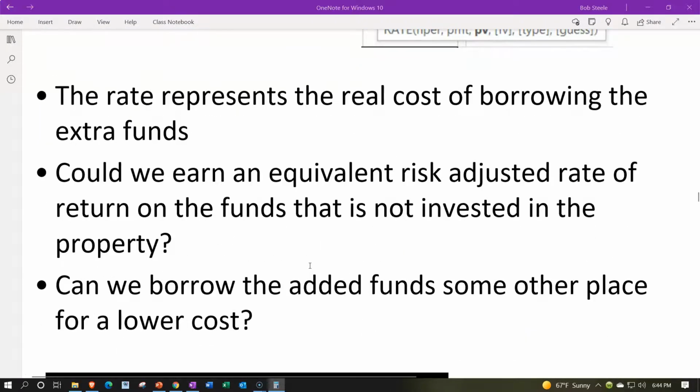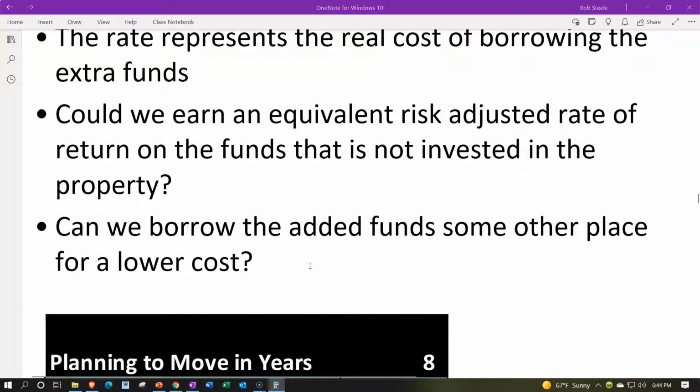So the questions would be, could we earn an equivalent risk-adjusted rate of return on the funds that are not invested in the property? Could we take that $15,000 if we don't need it for the purchase, if we have the option to take a lower loan or higher loan, and put it someplace else and get a return on it? Can we borrow the added funds some other place for a lower cost? If I've got an incremental amount to borrow, another $15,000, is it worthwhile to borrow it on this loan, or should I go look for a different loan that possibly has a preferable rate given the incremental costs?